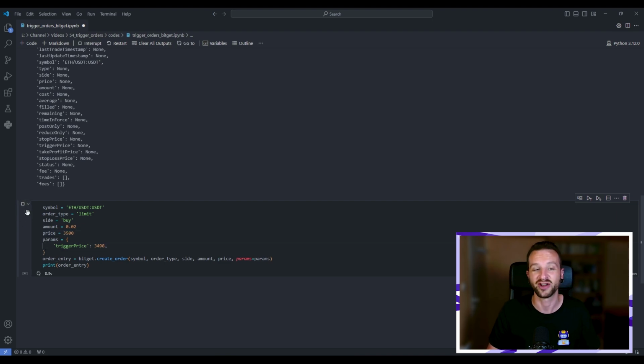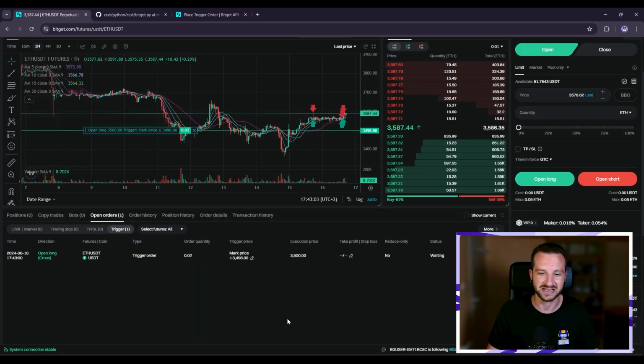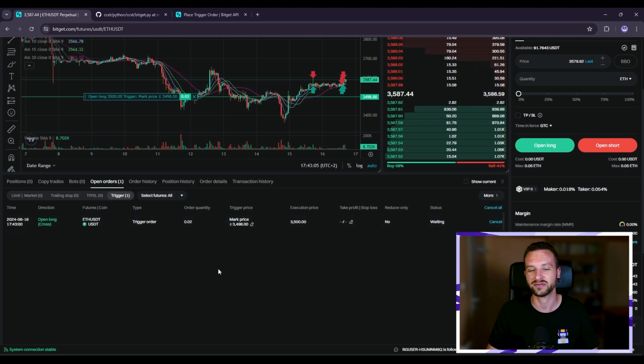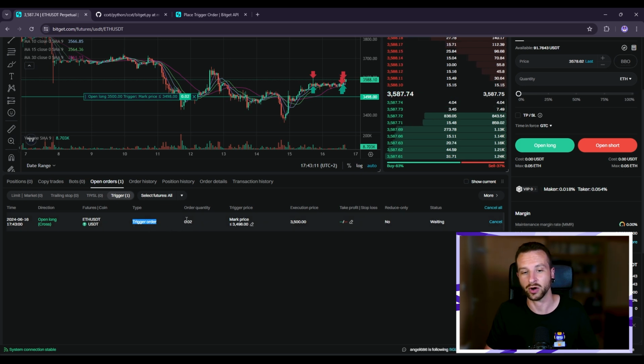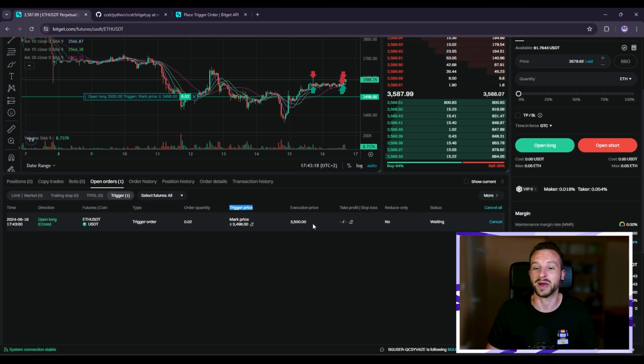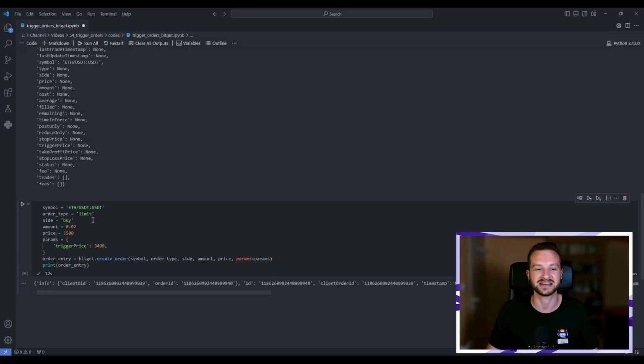Anyways, so let's just run this and see if we actually see it coming up here. And it was very fast. You do see that here. You can see that now the description is just trigger order. The trigger price we have here, mark price 3,492, but we also have the execution price 3,500. So that is indeed exactly that trigger limit order that we configured here.